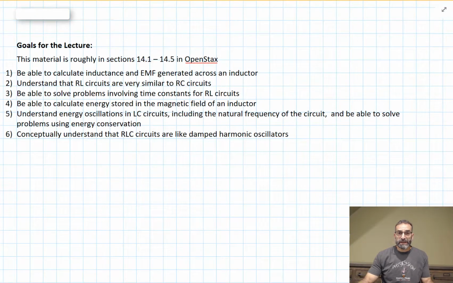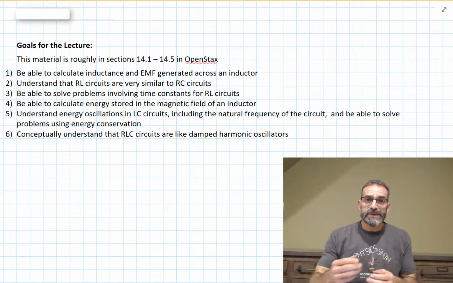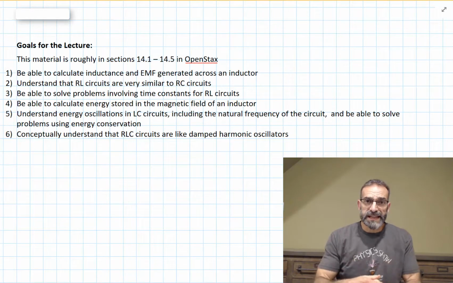Up to this point, we've only been dealing with DC circuits, direct current circuits, which means the potential was constant. The current was constant, nothing was changing. As soon as the circuit was hooked up, it very quickly came to a steady state and the current didn't change.